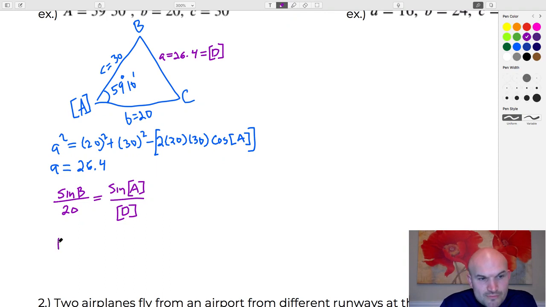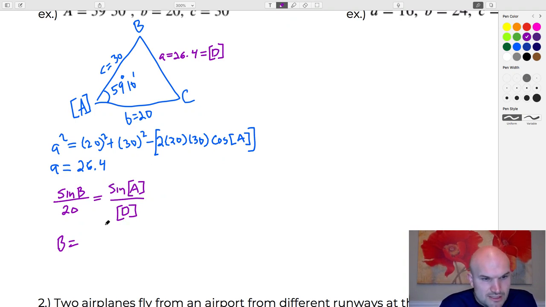So now, if I want to solve for B, hopefully you know you're just going to multiply by 20. So it's going to be 20 times the sine of A, which is 59.83. And then I'm going to divide that by my new saved answer, D, which is 26.4. And then obviously there's more decimals. Okay, and now I need to take the sine inverse of that, because what I just did was multiply by 20. So I'm just going to do the sine inverse of that last answer. And that gives me 40.9.